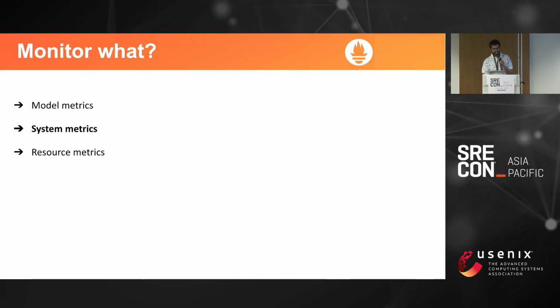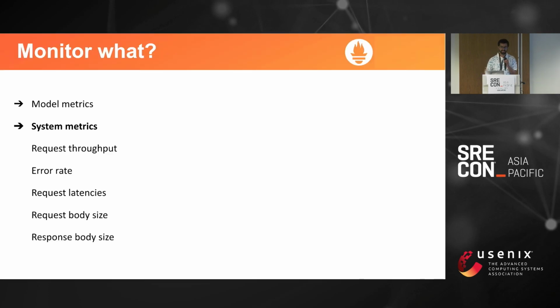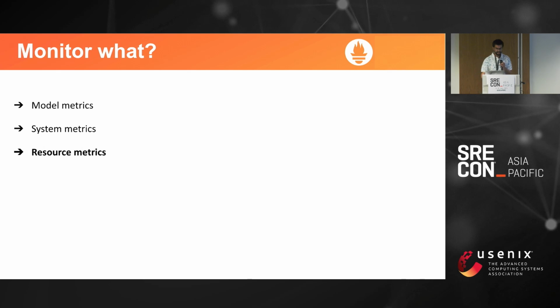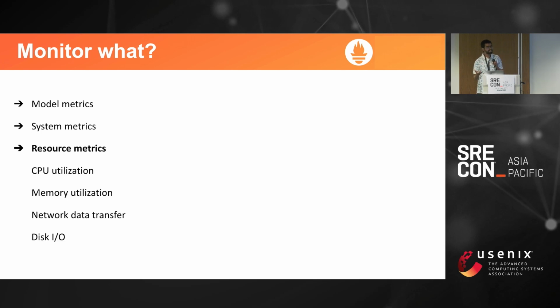Now, of course, before that, we'll just look at system metrics. That means we're looking at the request latency, the body size of the requests being sent, the error rate, and all of these are pretty common if you are using Prometheus on a day-to-day basis. Similarly, we are looking at the resource metrics: CPU utilization and memory utilization.